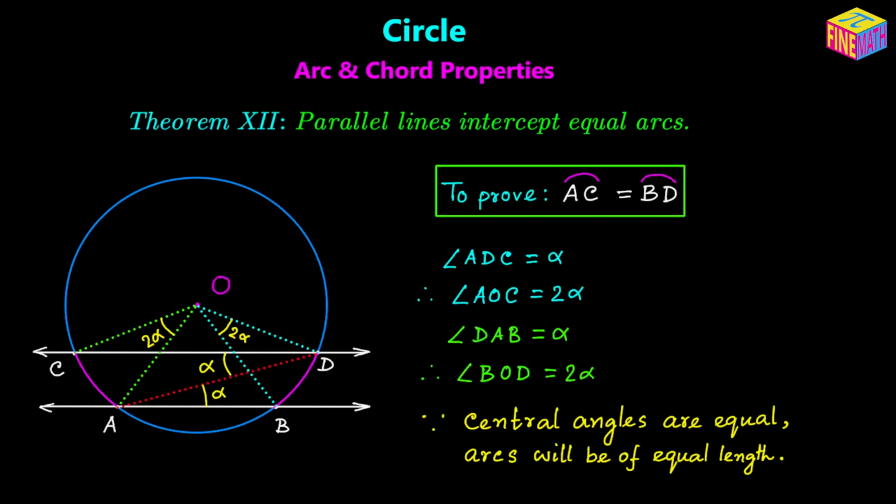So I have made a note here that central angles are equal, therefore the arcs will be of equal length. We came to this conclusion with the help of a previous theorem where we proved that equal arcs subtend equal central angles. And here, because the central angles are equal, we are claiming that the arc lengths will be equal, and that is absolutely true. So we have been able to prove that the length of these two arcs would be equal. That means arc AC is equal to arc BD, and that's exactly what we needed to prove for this theorem.